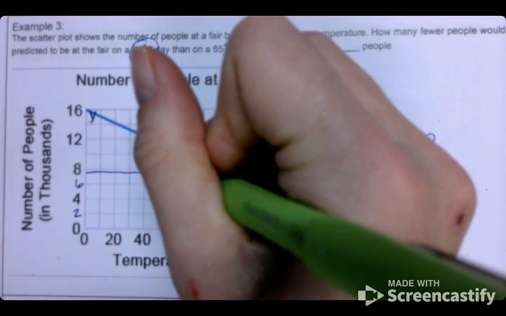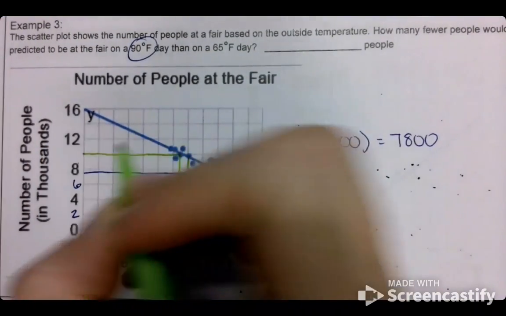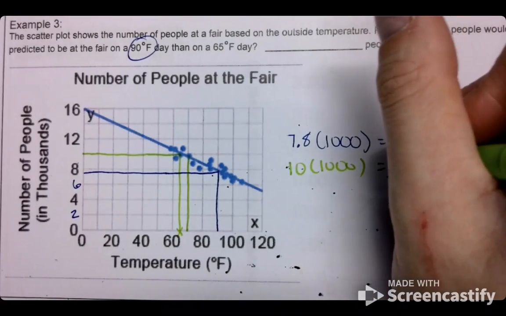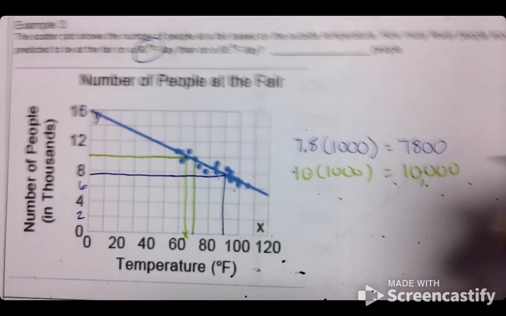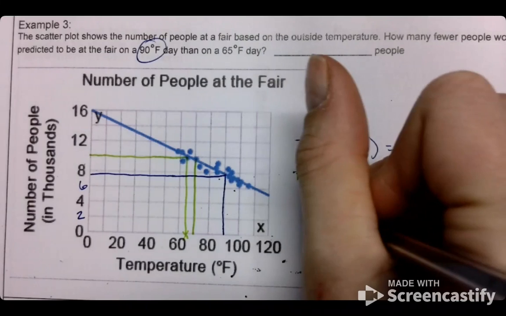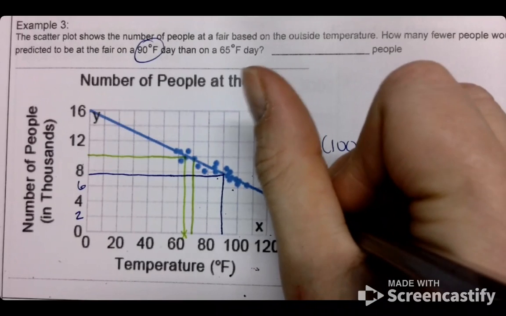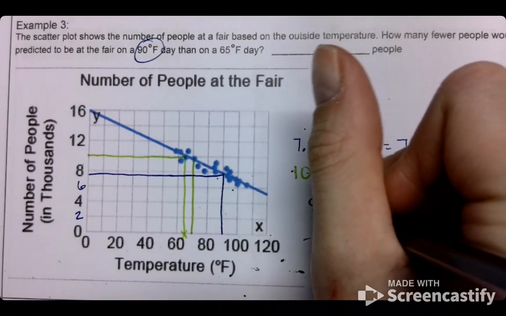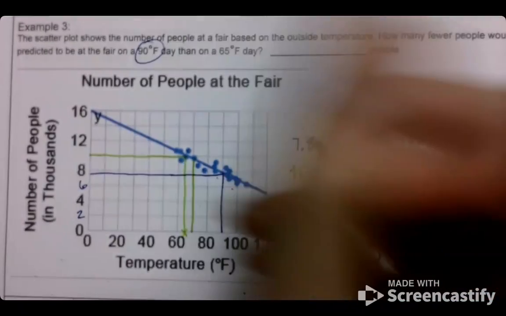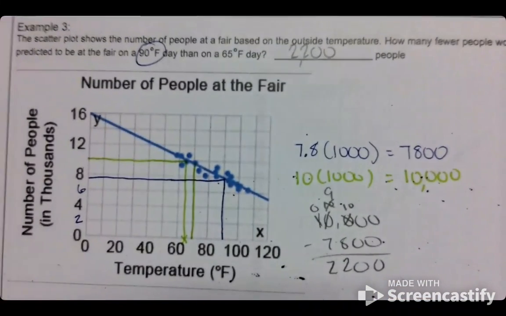My bad. 65 would be here. And that's about 10, so that's about 10,000. So then when we do 10,000 minus 7,800 is 2,200. Okay, great job.